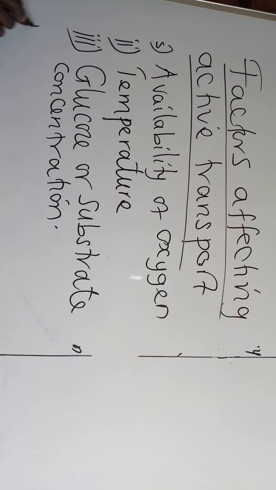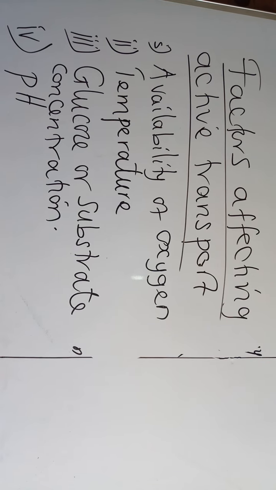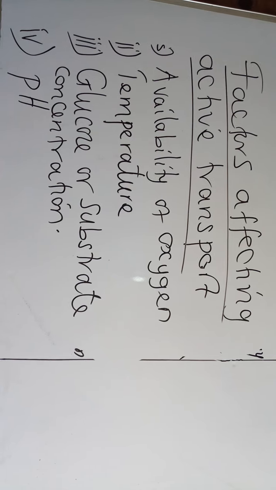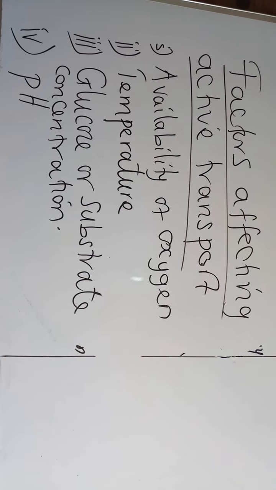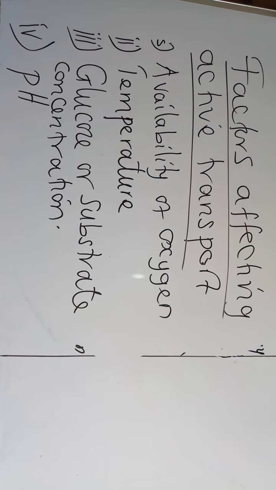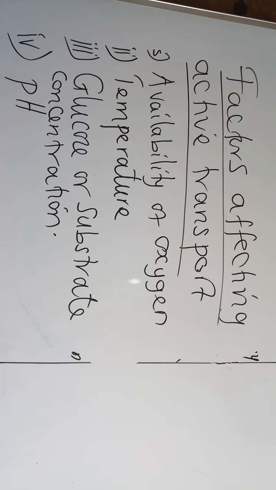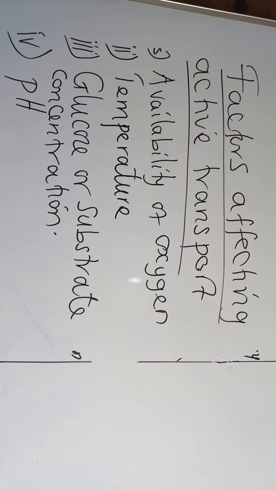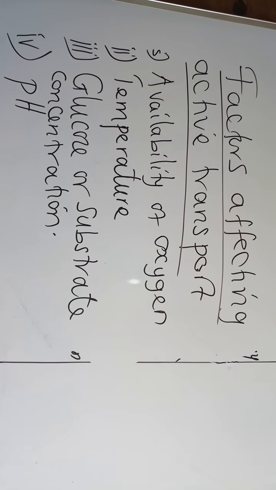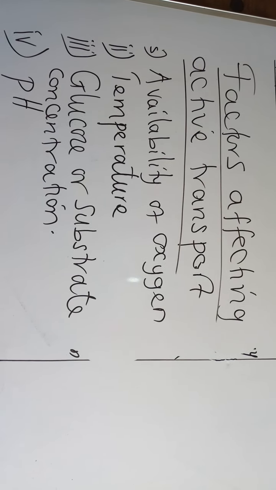The other factor is pH. Since active transport is under the control of enzymes, because of production of energy through the process of respiration, a change in pH will affect enzyme activity. So when pH is too low, the rate of active transport will be slow, because at low pH, most of the enzymes will not be able to break down respiratory substrates to produce energy.